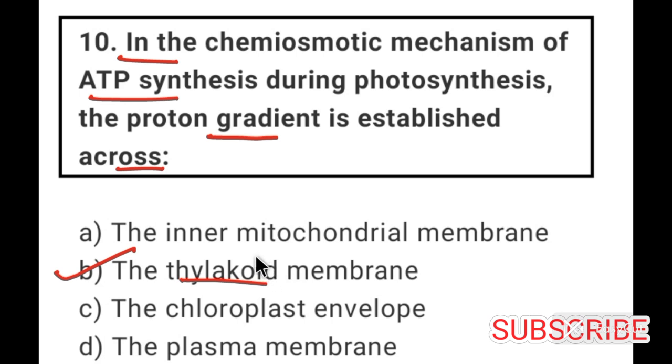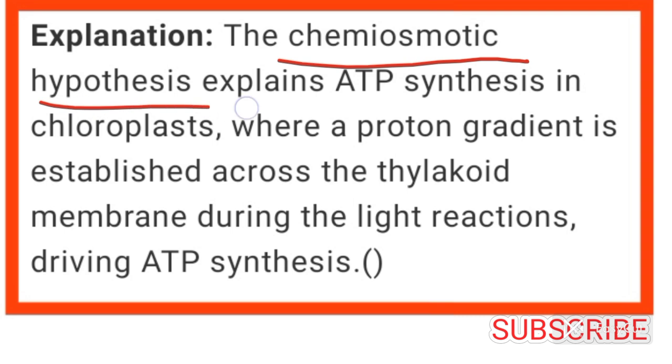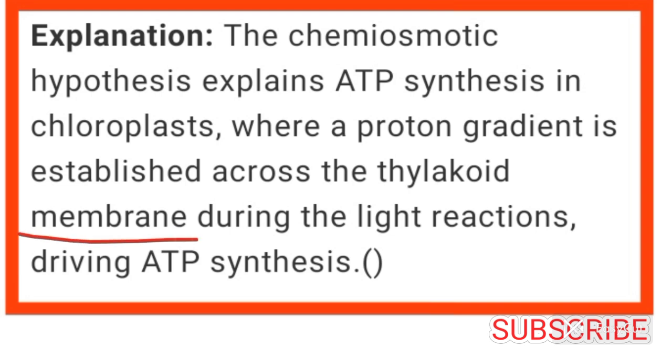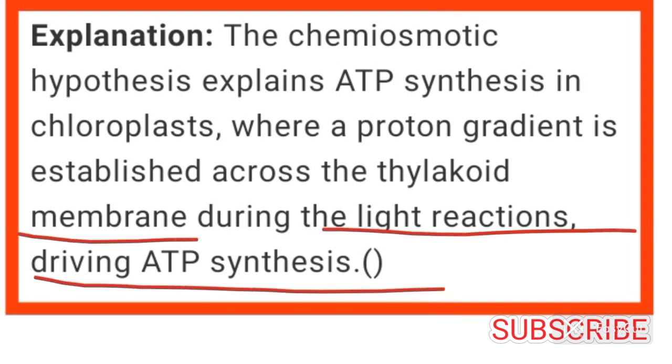In photosynthesis, the chemiosmotic mechanism creates a proton gradient across the thylakoid membrane. Protons are pumped into the thylakoid lumen during electron transport, creating a high concentration inside. These protons then flow back into the stroma through ATP synthase, driving ATP production. The chemiosmotic hypothesis explains ATP synthesis in chloroplast, where a proton gradient is established across the thylakoid membrane during the light reactions driving ATP synthesis.